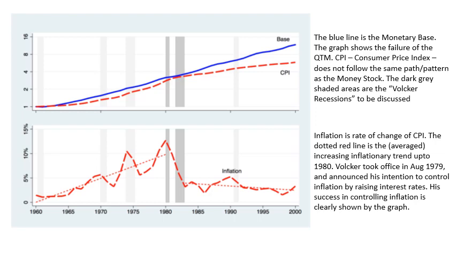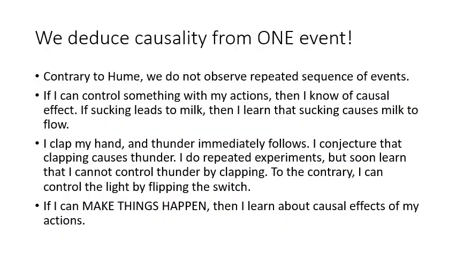Basically, Volcker came into power around 1979, and so we can see that up to 1980, the inflation graph in the bottom graph is rising, and then after the Volcker era, inflation starts going down and reaches a permanently low level after the second of the two Volcker recessions. So quite contrary to the idea that we repeatedly observe y following x, so we deduce that x causes y, we are going to deduce causality from just one event.